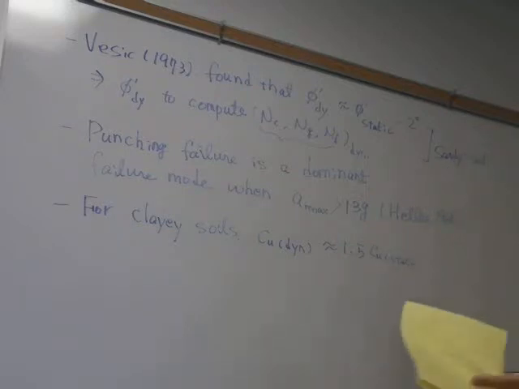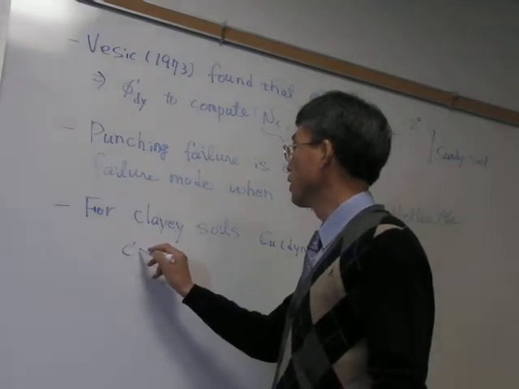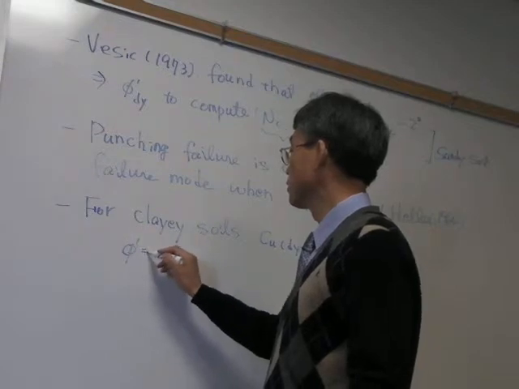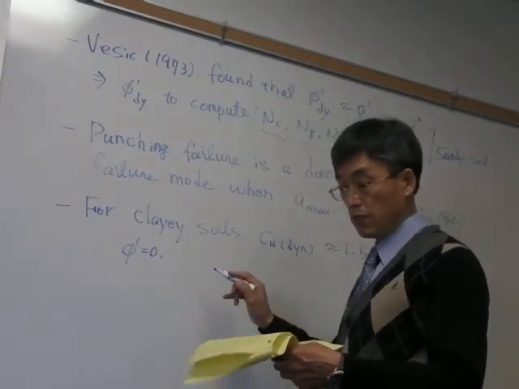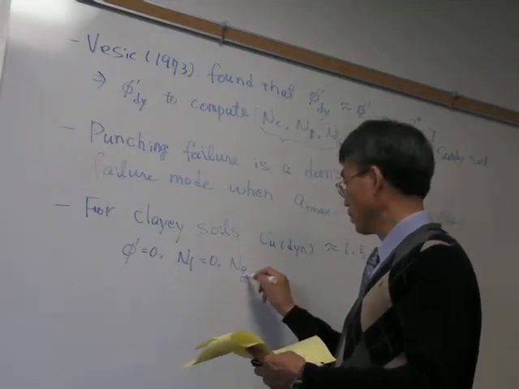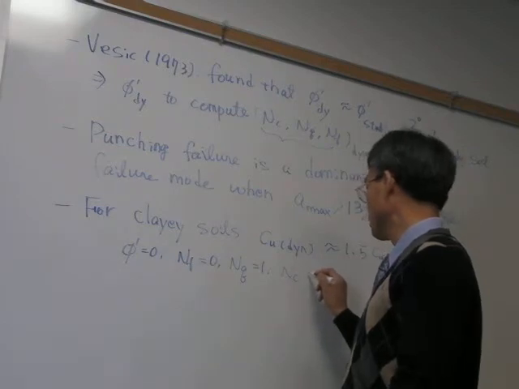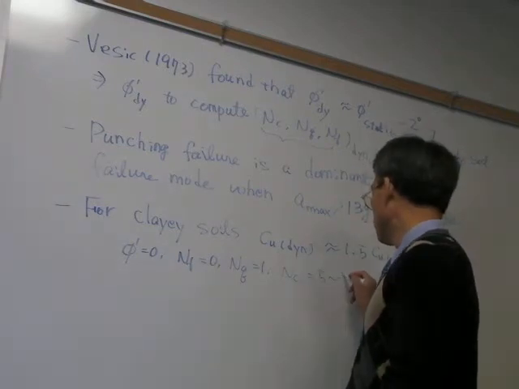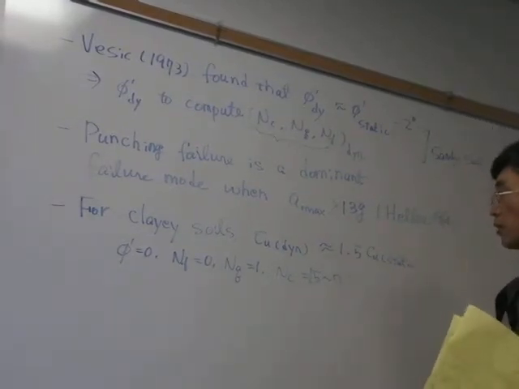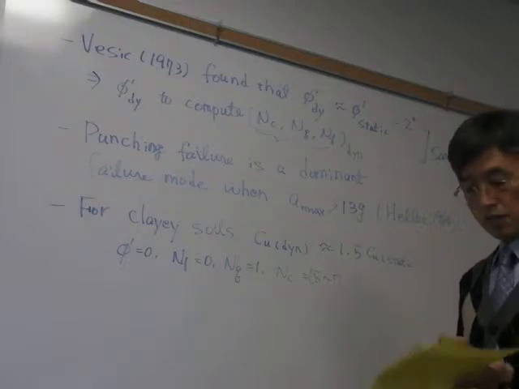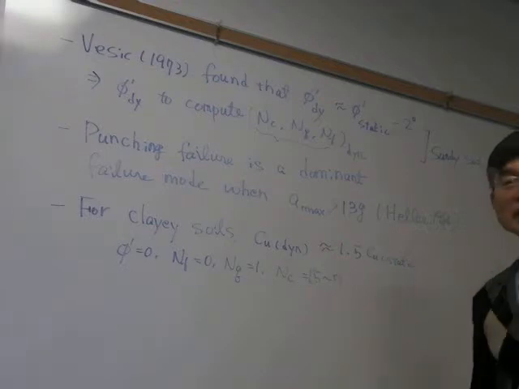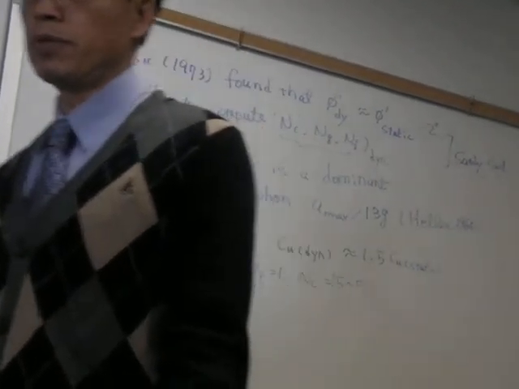Clayey soils typically have C prime, and phi prime is 0, right? It will give us N gamma is 0, and Q is usually 1, and N sub C is somewhere 5 to 7, depending on which table you use. This number, 1.5 times, is also a very conservative number.